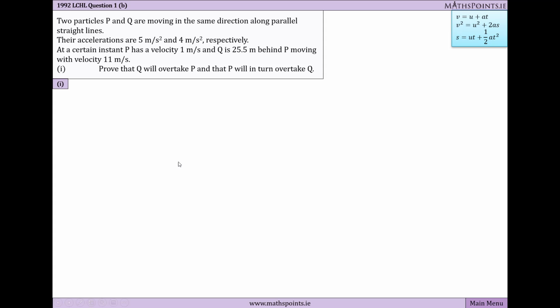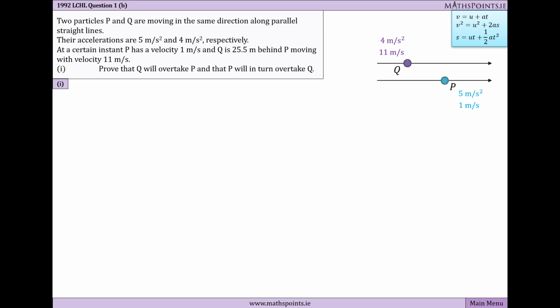So sometimes a quick sketch can help at the start of these questions. First of all, in determining which of the particles is behind the other one, we know that Q is behind P at the start of the question. Q has an acceleration of 4 meters per second squared, and its initial velocity when we start the timer is 11 meters per second. P then is 25.5 meters in front of Q. It has an initial velocity of 1 meter per second, and it has an acceleration of 5 meters per second squared. So what's going to happen in the question?